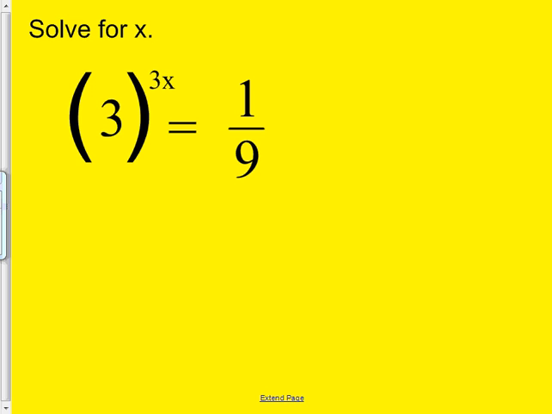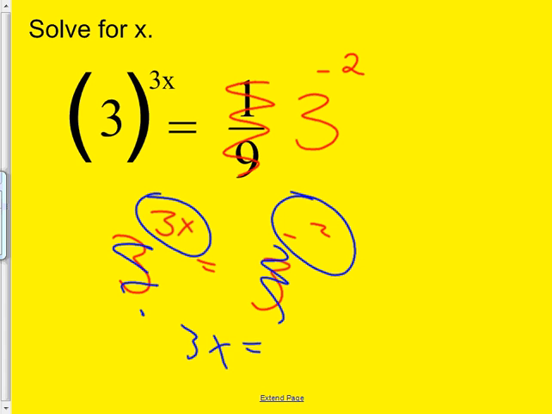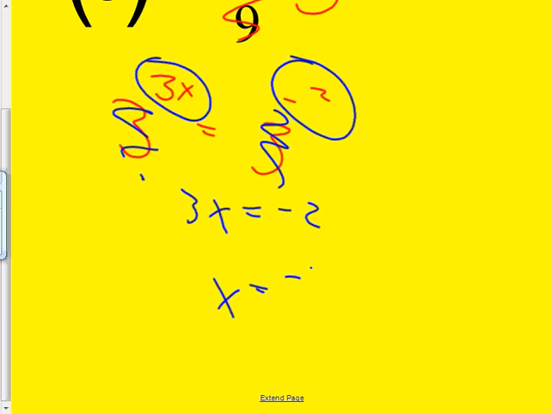All right. Yes, you can use all kinds of fancy bases for this, but what's the simple base you could use? 3. And if you change this 1/9 into a 3, you lie, because 3 is not the same as 1/9. But you could change it into 3 to the -2, because you want to square it and flip it, right, to make it 1/9. So now 3 to the 3x is equal to 3 to the -2, and since the bases are the same, we can ignore them, and that has to equal that. 3x has to equal -2, so x must equal -2/3.